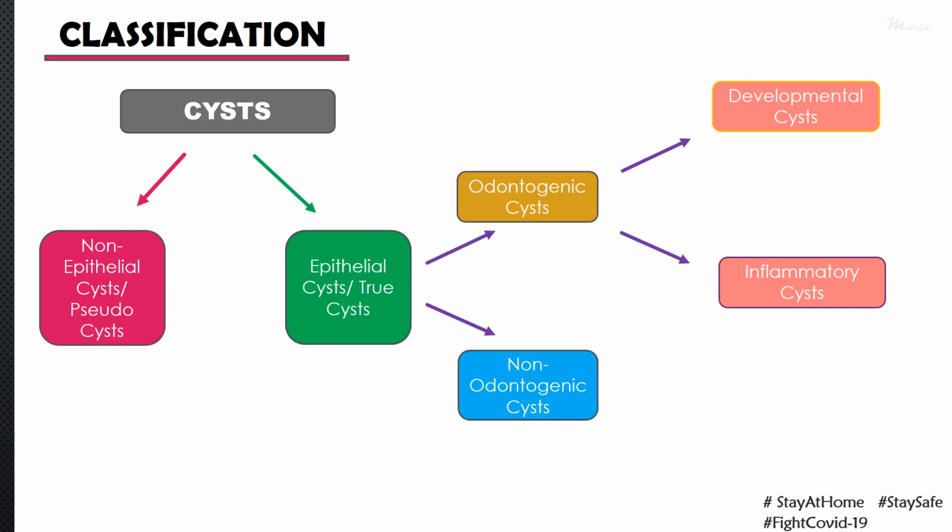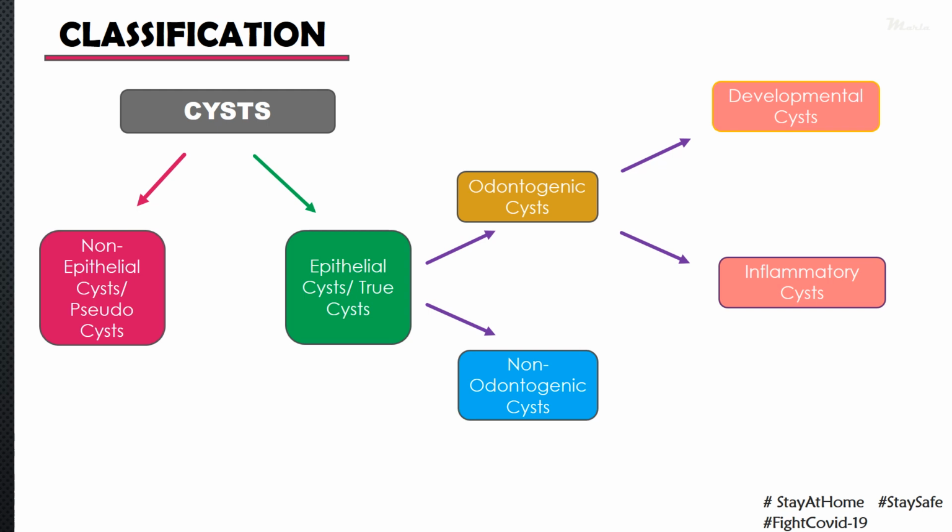Before we begin with our topic, it is important to revise the classification of cysts of the head and neck. Understanding of this classification will help a great deal to understand the individual cysts in detail. So, cysts can be broadly classified as non-epithelial cysts and epithelial cysts. As we have already discussed, the non-epithelial cysts are devoid of an epithelial lining and are also referred to as pseudocysts, whereas epithelial cysts are true cysts which would present with a lining epithelium.